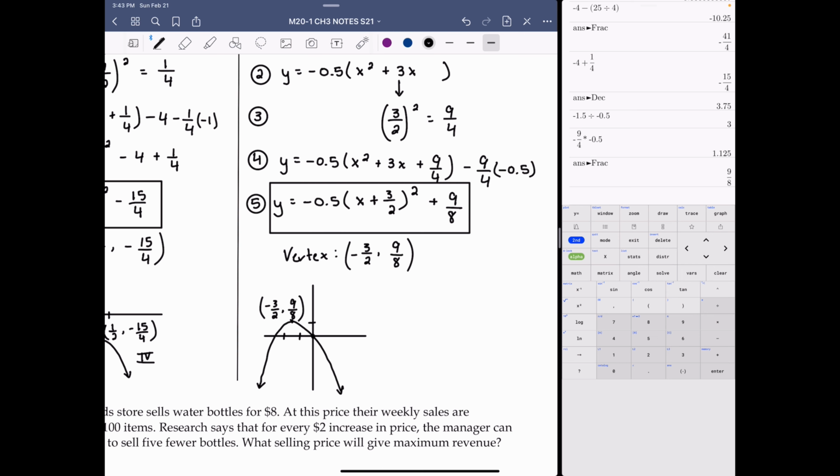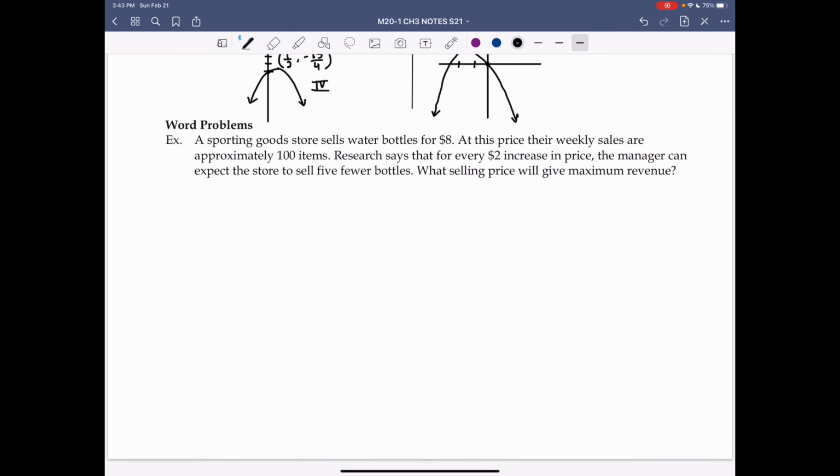And the vertex is in quadrant 2. Let's try some word problems.